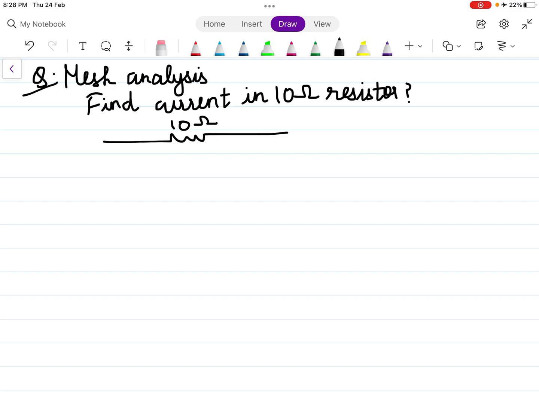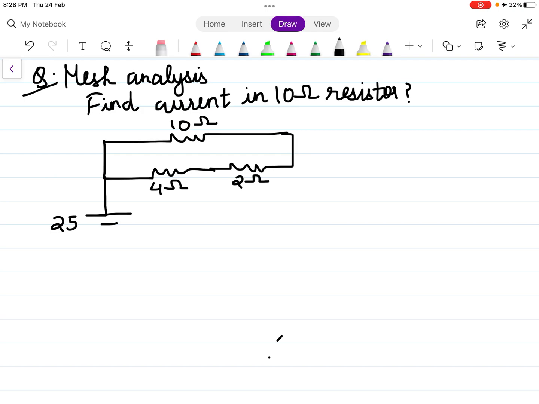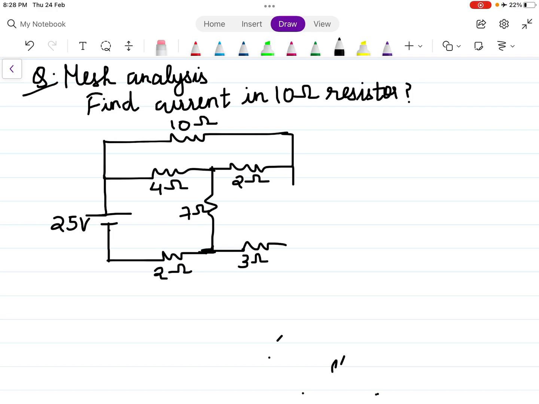This is 10 ohms. This is 4 ohms. This is 2 ohms. This is 25 volt. 2 ohms. 7 ohms. 3 ohms. And this is 12 volts.